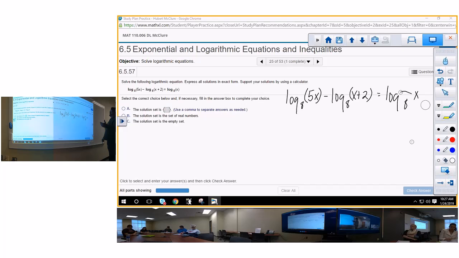So go ahead and use your rule. Let's see if we can condense it a little bit and see if you can solve it.